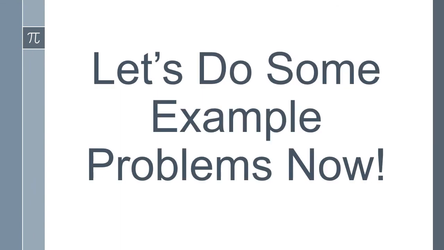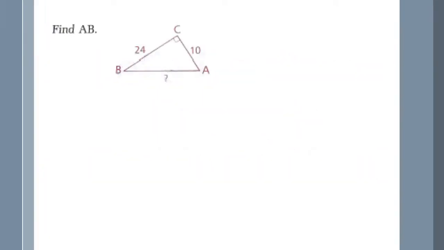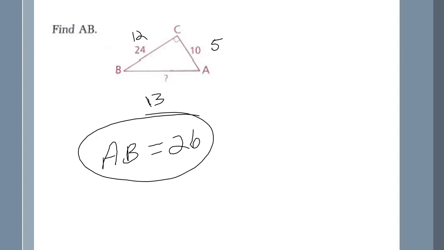So let's do some more example problems right now. Okay, so I can see that I can divide 10 and 24 by 2 and end up with 5, 12, so this is 13. So it's a 5, 12, 13 ratio. Since I divided by 2 to get the ratio, I'm going to now multiply by 2 to get the side AB. So AB would be equal to 26.